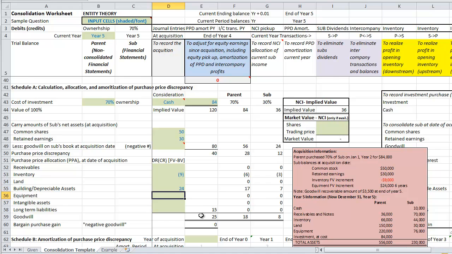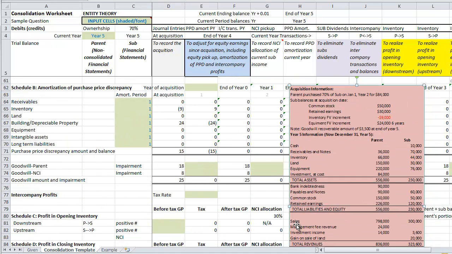Let's move on. Schedule B is where we fill out some more information. The date of acquisition gets filled in here. We note that it was January 1st of year 2, so we're just going to put in 2 to indicate that it was year 2. The rest of the columns fill in automatically for us.